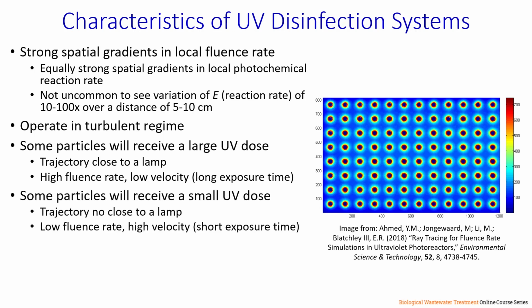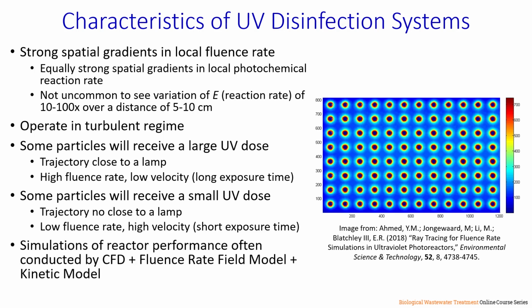On the other hand, there are some particles that will go through the system and receive a small dose. For example, particles that don't go close to a lamp, perhaps right down the center of a collection of lamps, they'll experience relatively low fluence rate and high velocity, or relatively short exposure time. In addition, there's all sorts of intermediate conditions that may exist. Basically, this indicates that there will be a distribution of doses that are delivered by this system. Generally, the way that we account for the performance of these systems is then based on numerical simulations that involve computational fluid dynamics, a fluence rate field model, and a kinetic model.